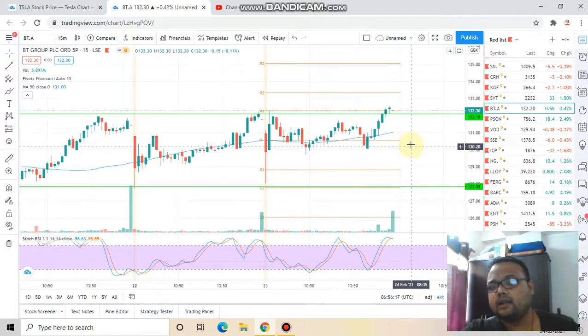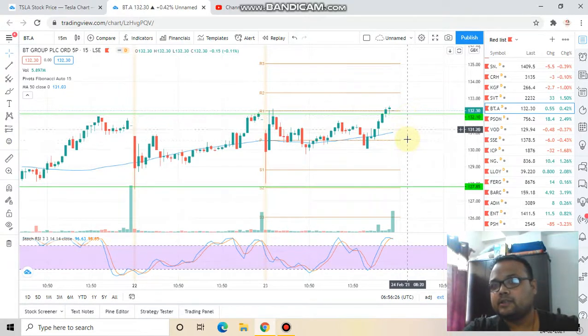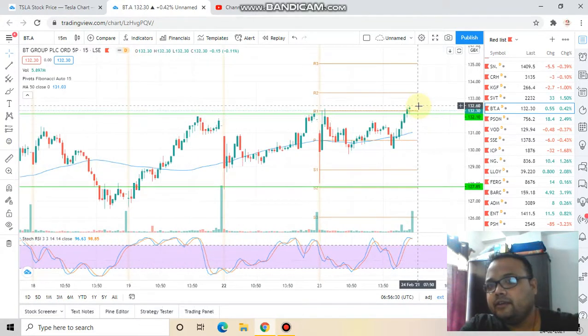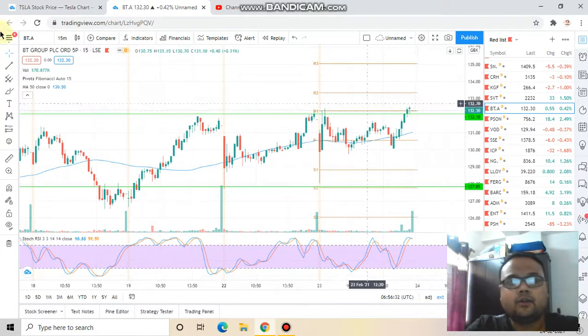This will be your target, 130.50 to 130.20. You can short the market here if it opens here, and if it opens above this level, then you can go ahead and buy.